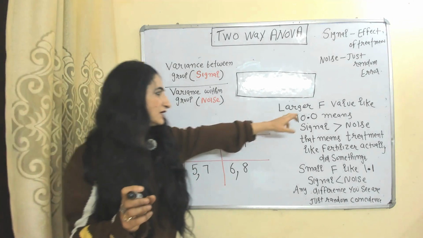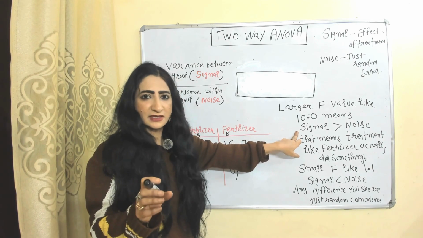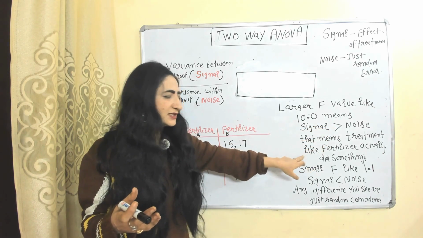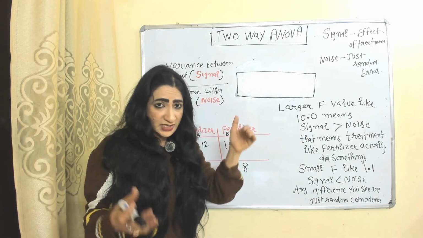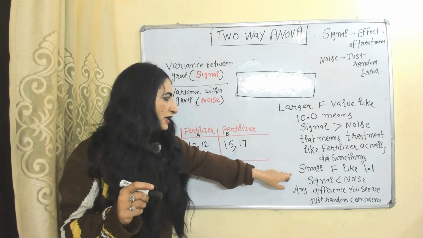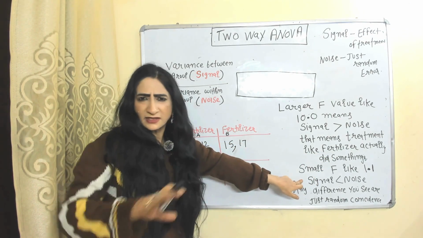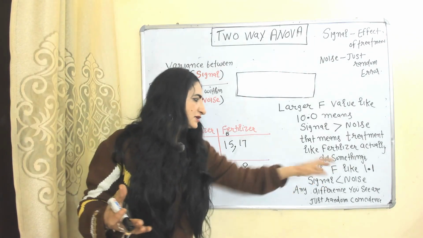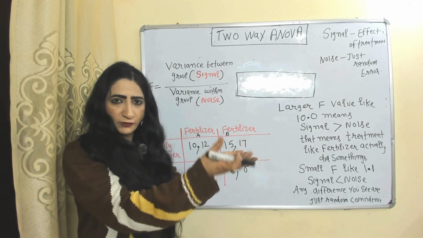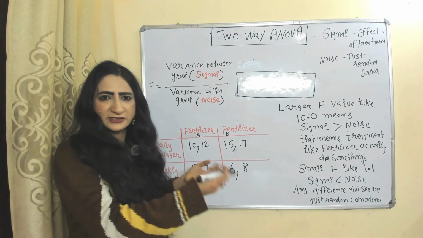If the value of F is larger, for example 10, that means the signal is stronger as compared to noise, and it suggests the treatment like fertilizer actually did something for the growth of a plant. But a small F value, for example 1.1, means the signal is not much stronger as compared to noise. So any difference you see in the growth of the plant is just a random coincidence, not an effect of fertilizer or daily watering.